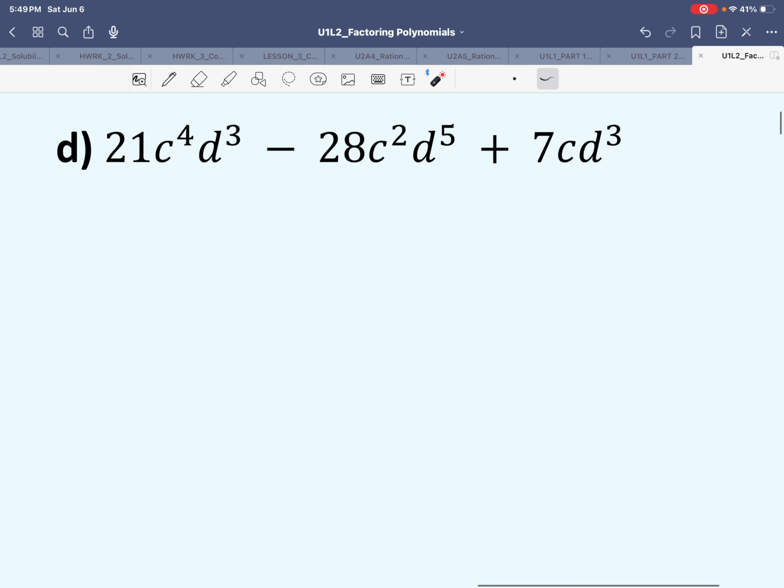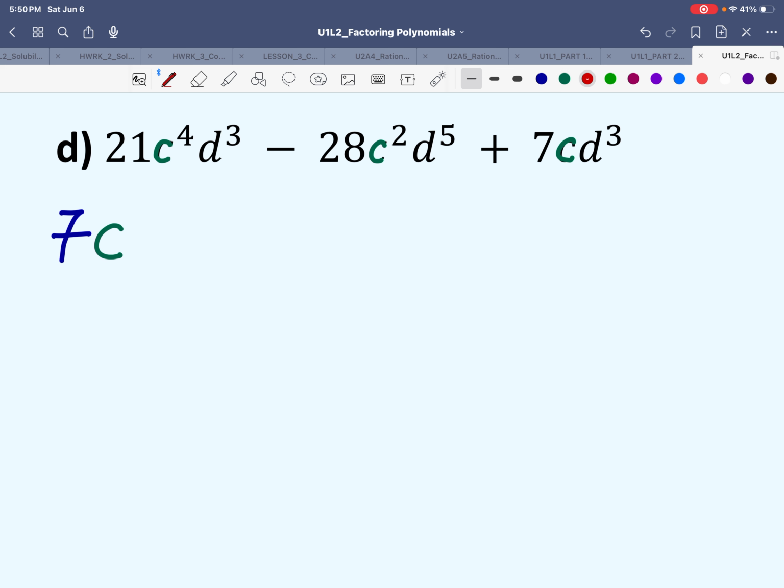Now, next, we have 3 terms in here, so we're looking at more numbers, that's all. So it's the same strategy. We're looking at 21, 28, and 7. They have a common factor of 7. Now, next we're looking at the variable c. All the terms have a c variable. So we have powers 4, 2, and 1. So the common power would be c to the power 1.